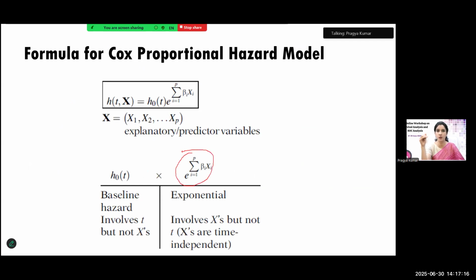Now, you remember in this formula, we have talked about this, that there is no variable which is dependent on time. So if you can see this, it is written that x's are time independent. So that means there will be a few variables which are time dependent also. Now, can you give some example of a time independent variable which will not change with time? Yes, all of you please type in the chat box. Any variable which will not change with time.